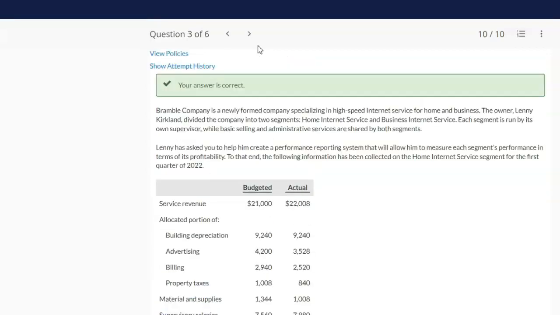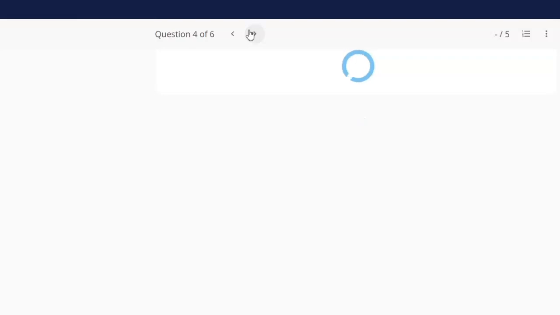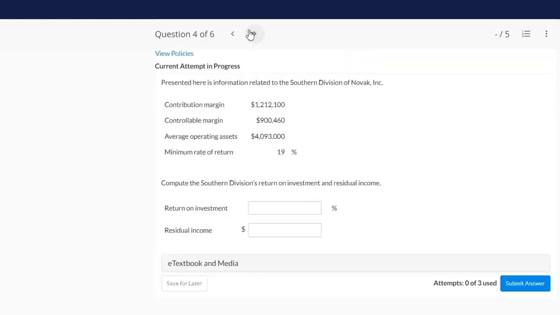All right. What do we get next? Presented here is information related to the Southern Division of Novak. We don't know what Novak is. Contribution margin 1,212,100. Controllable margin 900,460. Average operating assets 4,093,000. Minimum rate of return 19%. Compute the Southern Division's return on investment and residual income.